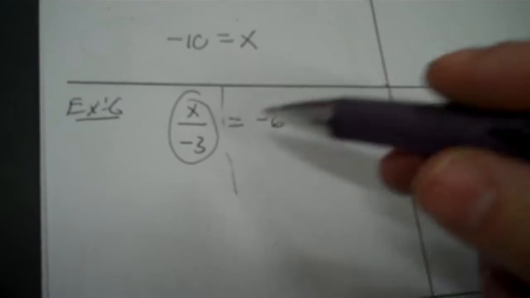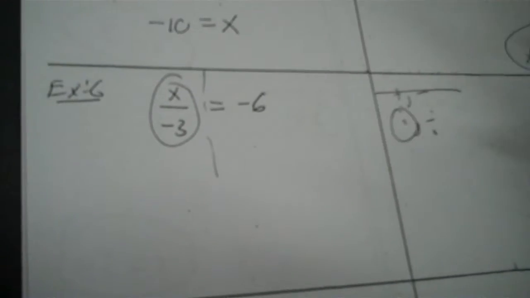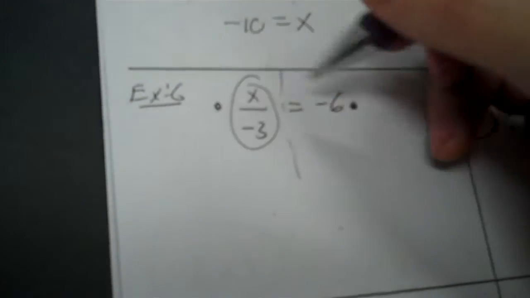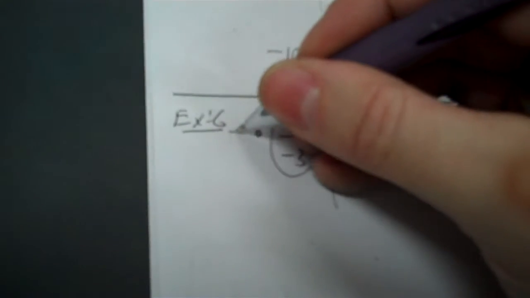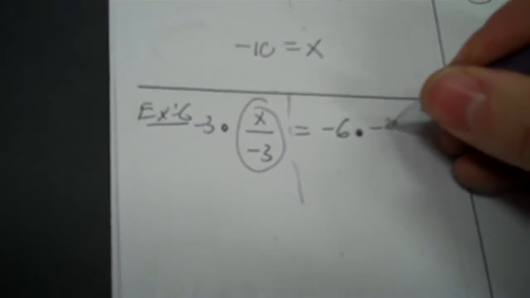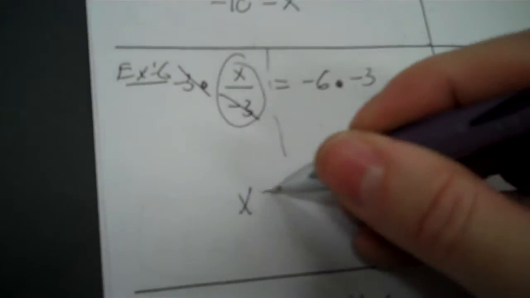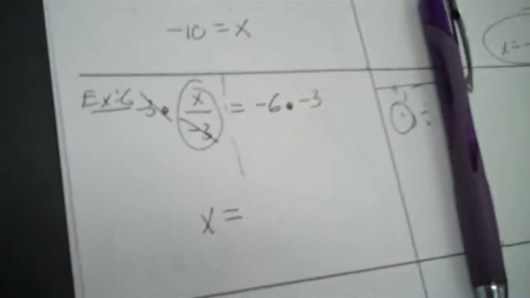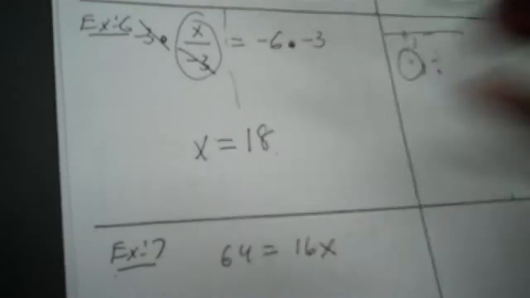Okay, so I have a divider, so I need to be multiplying. So I put dots, that means multiplication. And what we need to multiply by is the divider of the x, which is negative 3. Because over here, that allows me to then cross those out. So I take negative 6 times negative 3, and that's 18. Okay, so x equals 18.